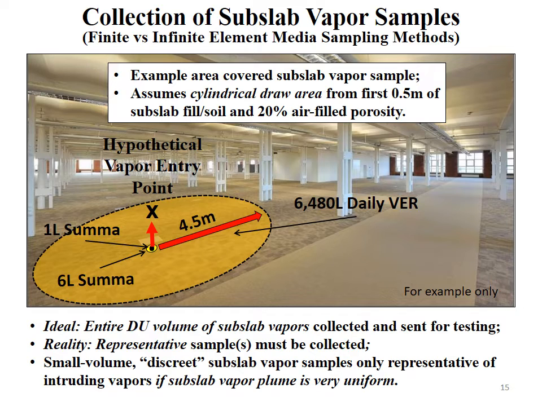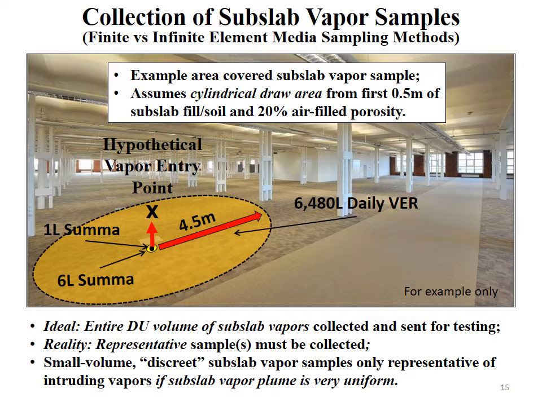Let's look at the difference between using finite versus infinite element media sampling methods to collect subslab vapor samples. In this photo, the yellow image here is the approximate area where that would include 6,480 liters of subslab vapors. This is just a general approximation, assuming cylindrical draw area, which isn't realistic in most cases. Just an example, you'd say that the vapors are in the first half meter of subslab fill and soil, and assume a 20% airfill porosity.